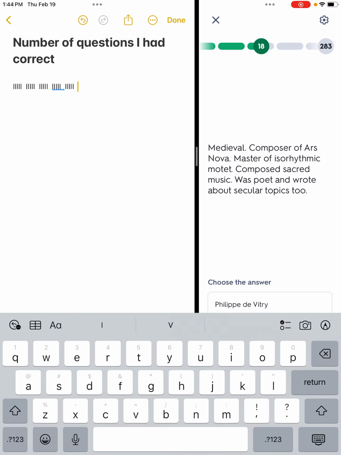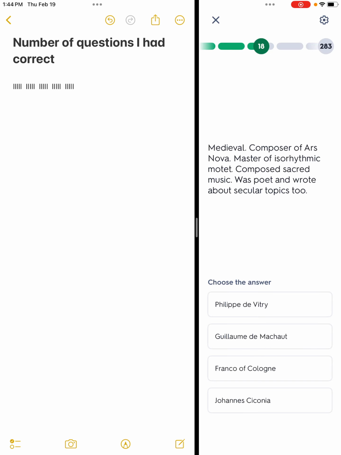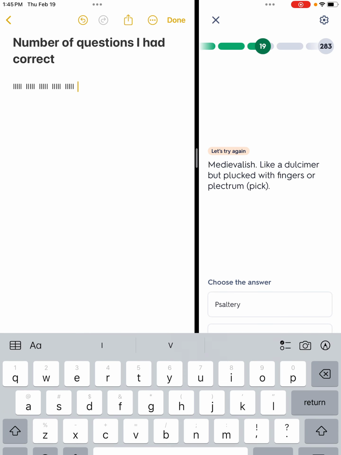Medieval composer of Ars Nova. Master Isaac, Mozart. Wait. Hey, I had that one right.